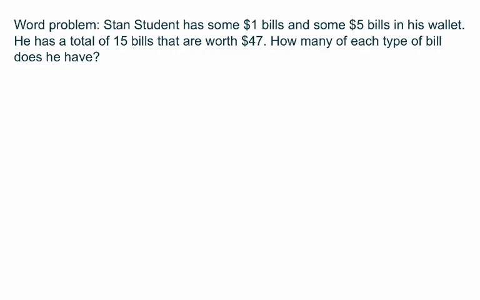So Stan's student has some $1 bills and some $5 bills in his wallet. He has a total of 15 bills that are worth $47. How many of each type of bill does he have? So what I mean when I say this is contrived is that in any kind of real life situation, you would just look at what Stan had in his wallet and you would answer the question. He has 10 $1 bills and 2 $5 bills or whatever. You wouldn't ever try to figure this out algebraically.